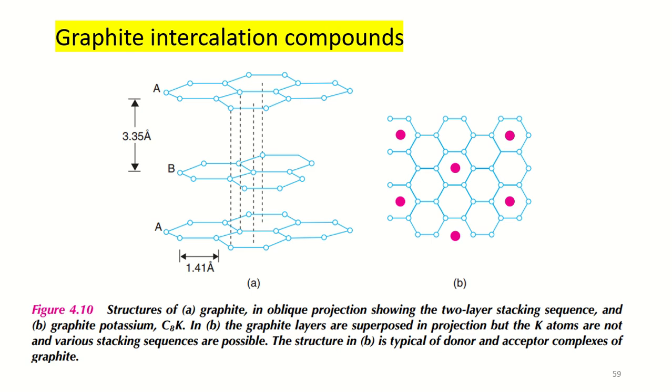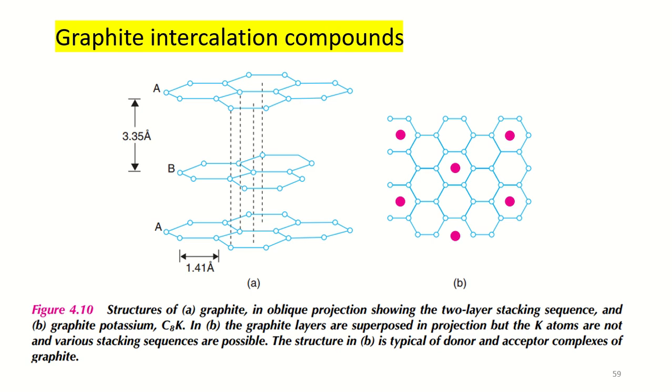Graphite is actually the allotrope of carbon, which forms the hexagonal structure, and it has a layered structure, while the distance between the two layers is about 3.35 angstrom, while the distance between two consecutive carbon atoms in the same layer is about 1.41 angstrom.